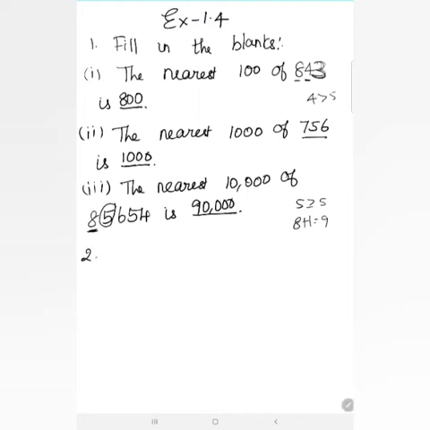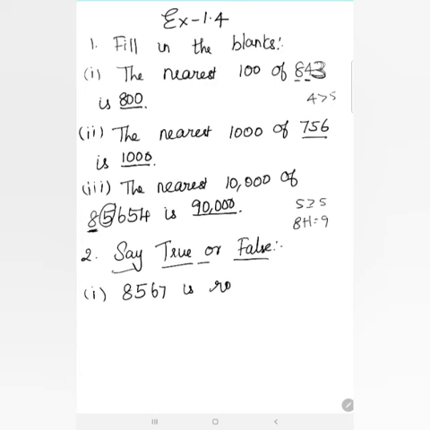Then second one, say true or false. The first one is: 8567 is rounded off as 8600 to the nearest 10.